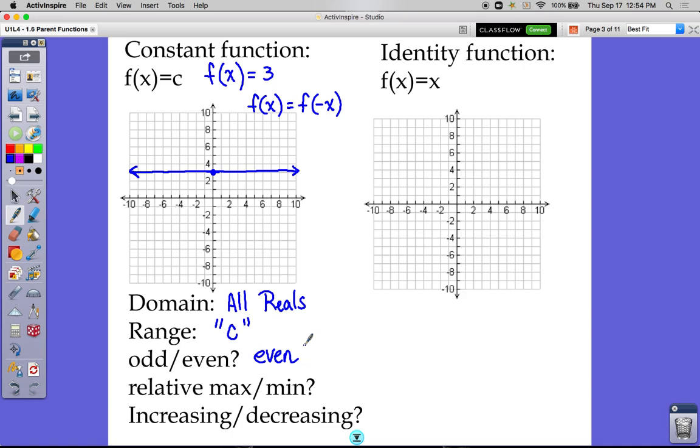What is the relative max or min? Well, you can call it either one if you would like, but because it stays constant, it really doesn't have a max or a min. If you want to call it anything, you can argue for c as both the max and the min. But because it never leaves that value, we almost don't even mention that. Is it increasing or decreasing? It's constant. It's not increasing or decreasing. It has no max, has no min. It just stays at the same value, so in this case, it's not doing either one.